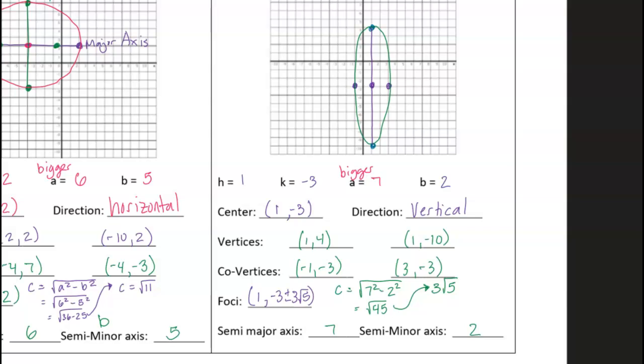So 3 times the square root of 5 is very close to 7. It's 6.6, I believe. So these foci are way out there. They're very, very close to your vertices. This is what makes it so long.